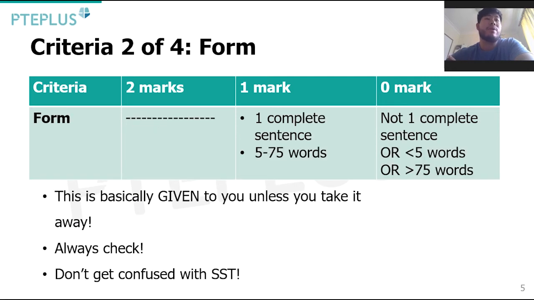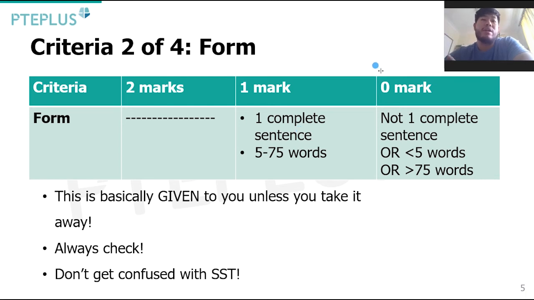The second criteria we're going to look at is form. And you can see here that form is once again divided into 2 different criteria. We've got 1 mark and we've got 0 marks, making this quite easy to discern. Now, form is pretty much basically given to you unless you do something that's completely extraordinary. So make sure that we always get this 1 mark. We can get the mark by just having one complete sentence with a capital at the start and a full stop at the end, and having between 5 to 75 words.